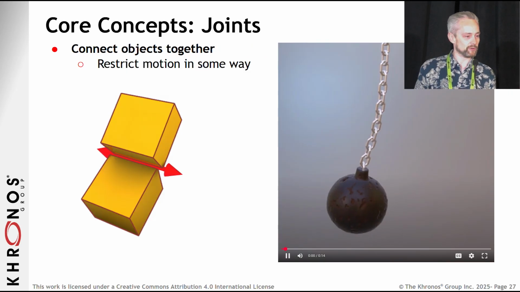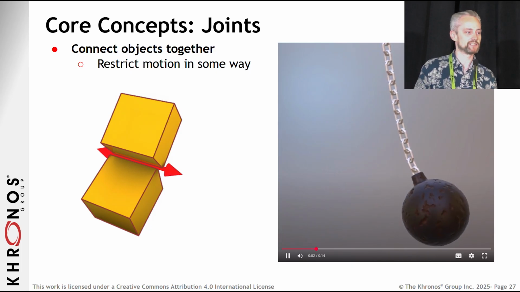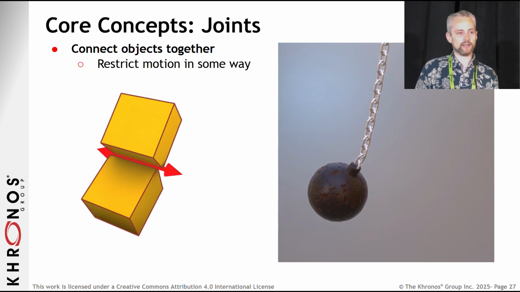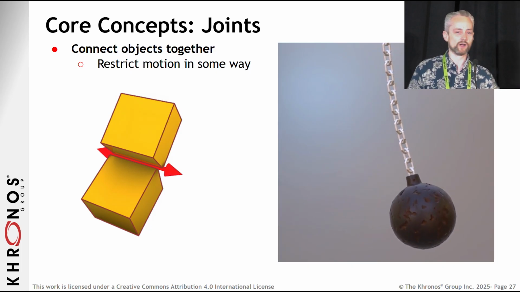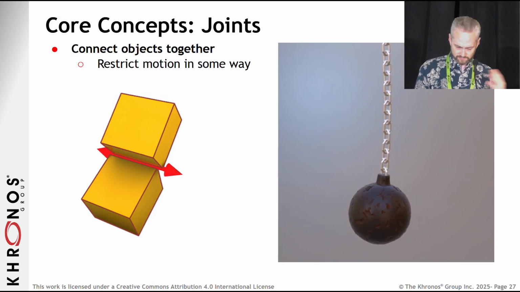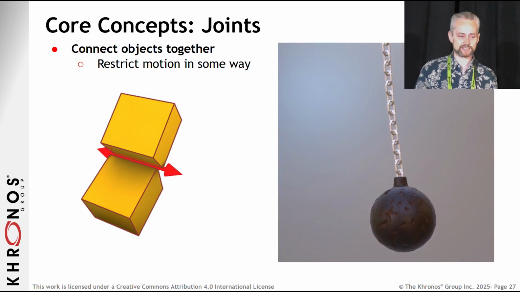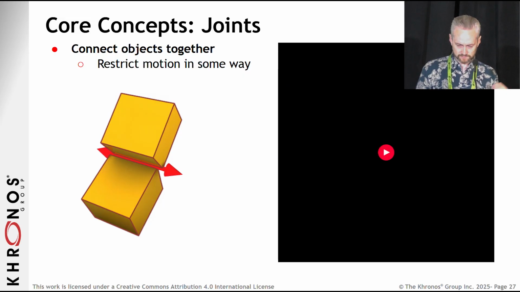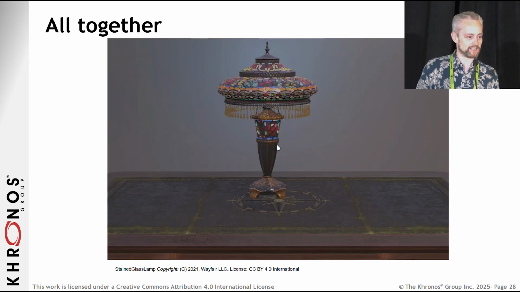The last thing we want to do is joints. So a joint connects objects together in some way. Think of it like a hinge on a door, or an elbow on a character, or the chain on this wrecking ball. There's a lot of flexibility in what these joints can describe, but allowing you to connect two objects together now makes really, really interesting simulations. So let's put this all together.